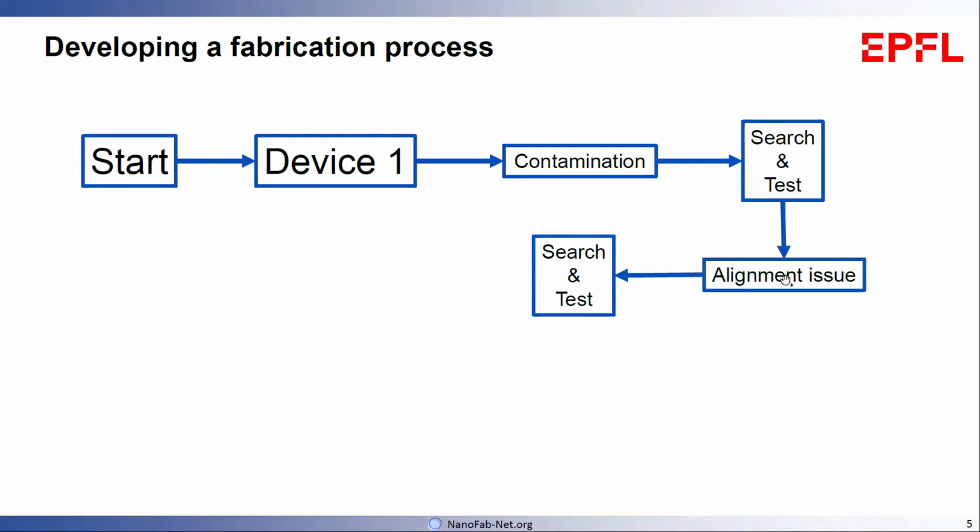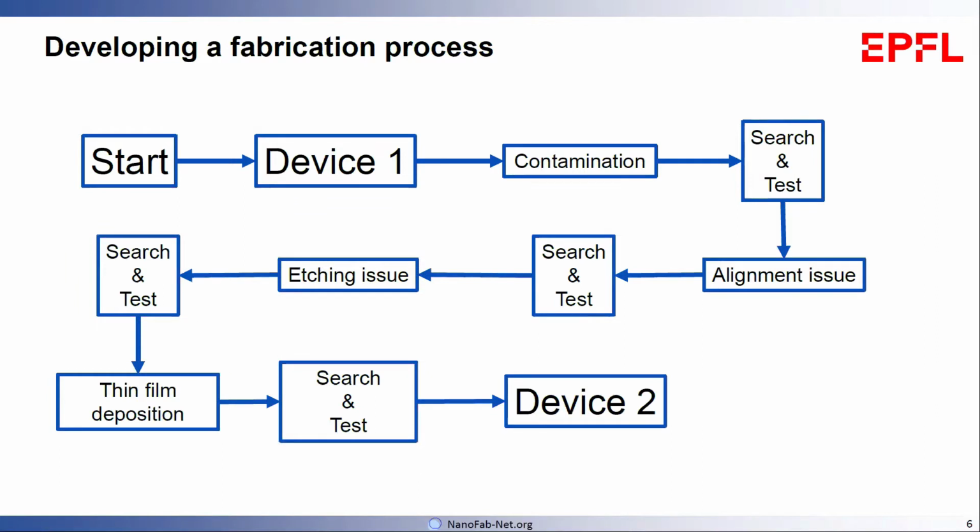After that, maybe we're doing an alignment to our first layer. There is also a kind of a different layer of lithography. We're going to have an alignment issue. And then again, we need to search and test again. And maybe we do some etching and we have some contamination or some issues. Or we do some thin film deposition based on the project, based on the design. And after all this, we get to a device number 2.